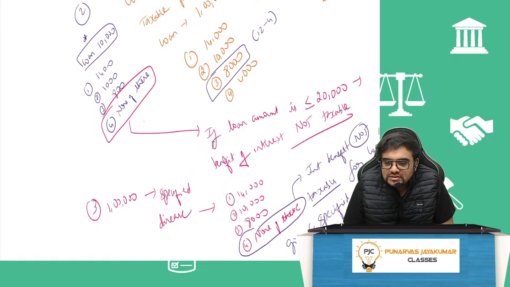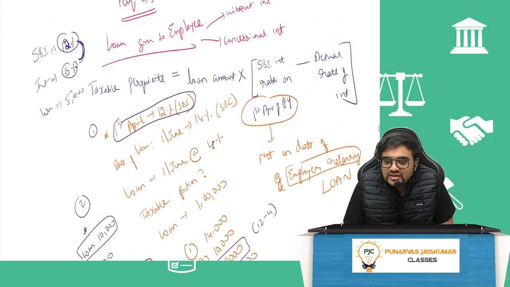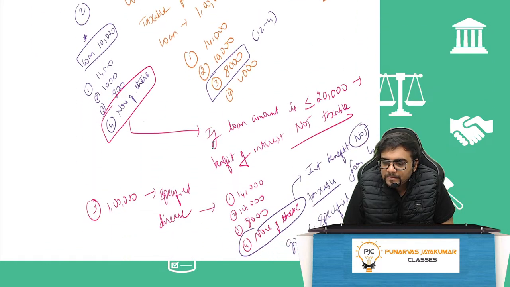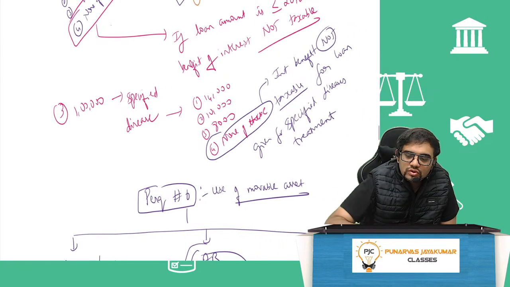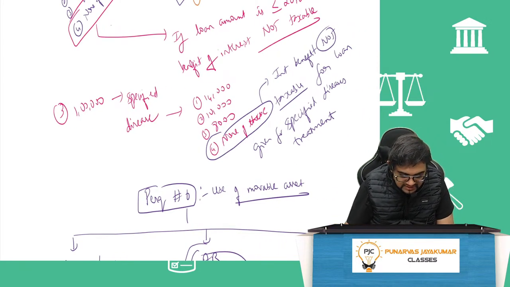And also guys, if the loan is given for specified diseases treatment, cancer, AIDS and all those other very deadly diseases, then not taxable. So interest benefit is not taxable for loan given for specified diseases.